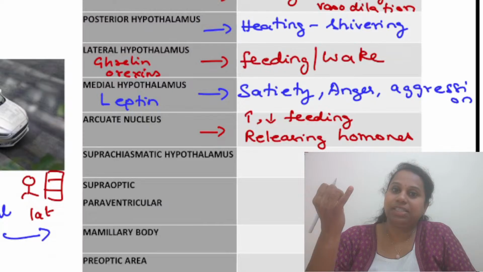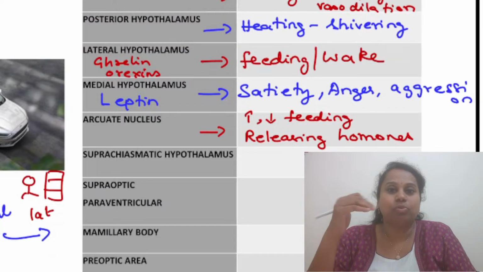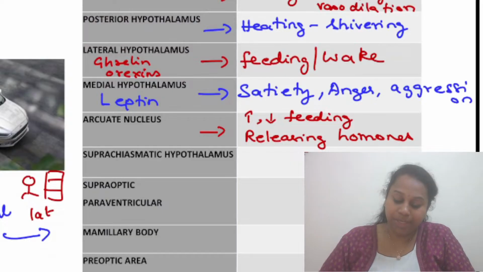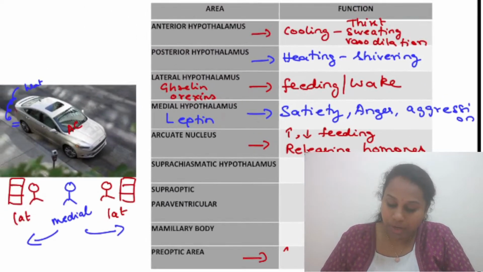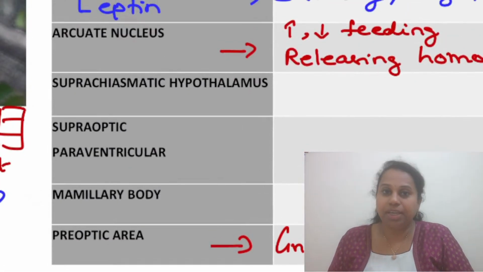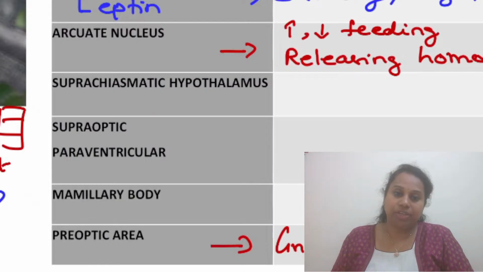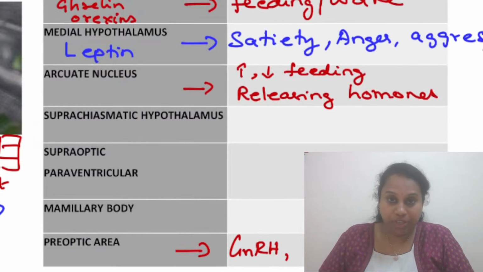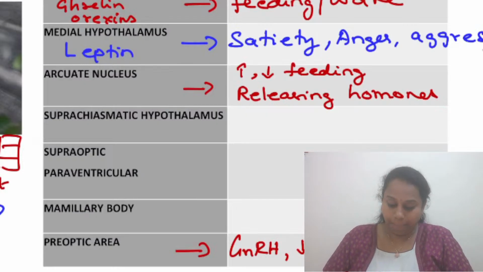CRH, corticotrophin releasing hormone. TRH, thyrotrophin releasing hormone. Prolactin releasing hormone. Growth hormone releasing hormone. All releasing hormones produced by the arcuate nucleus except gonadotrophin releasing hormone, GnRH, which is produced by preoptic area. There's another role for preoptic area. Pre for pressure. It decreases blood pressure, and it also decreases heart rate.